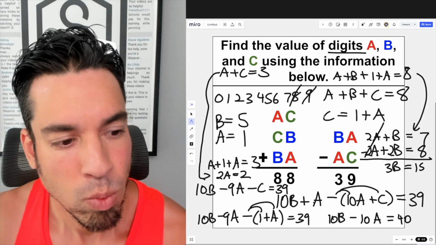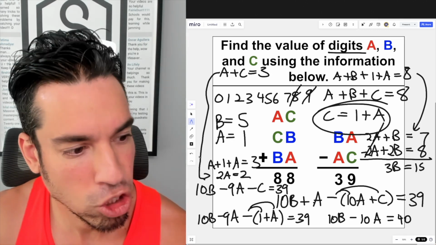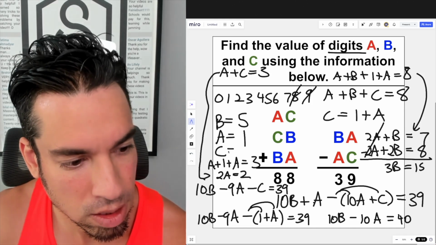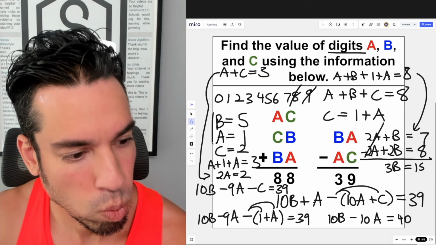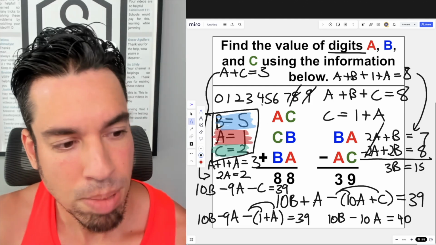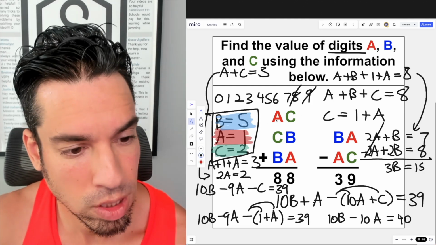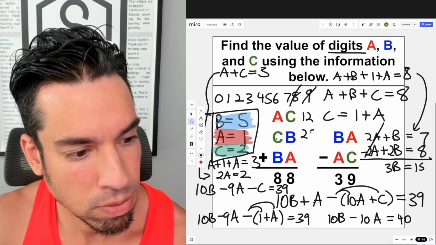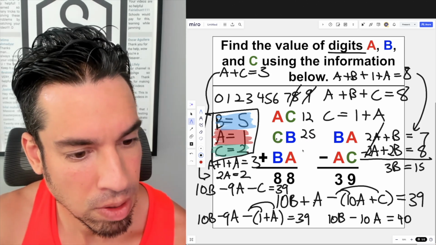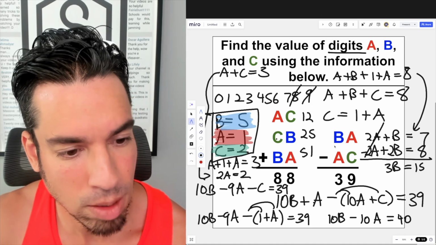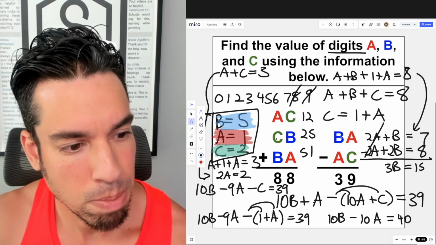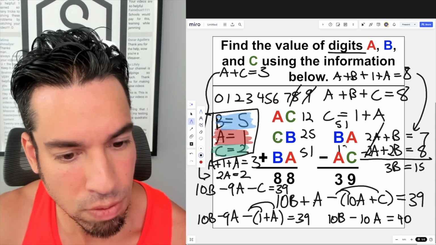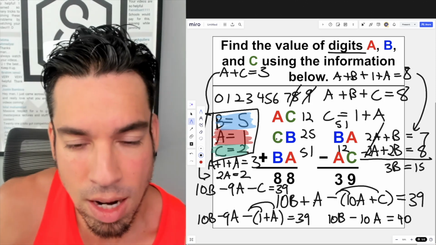Last but not least, we know we can find C using this equation. Plug in 1 for A. 1 plus 1 is 2, which means that C is 2 for the win. Boom, done. Now plugging all this back in just to verify that it works, you see that up top we get 12 plus 25 plus 51, and that of course does add up to 88. Over here with the BA, we get 51. AC is 12. 51 minus 12 is indeed 39. That's how you do it.